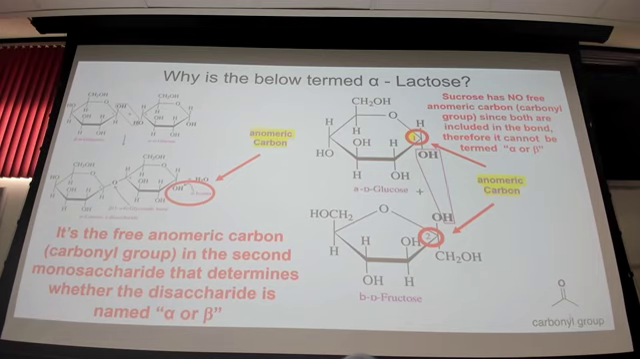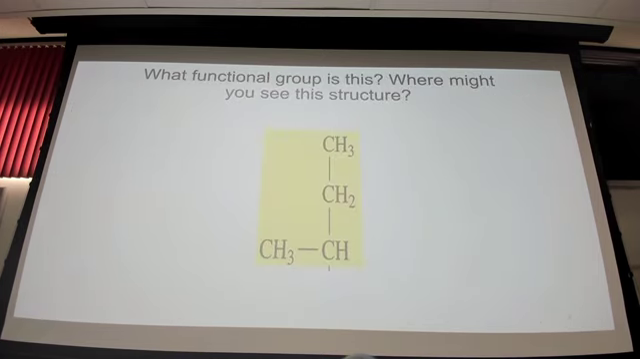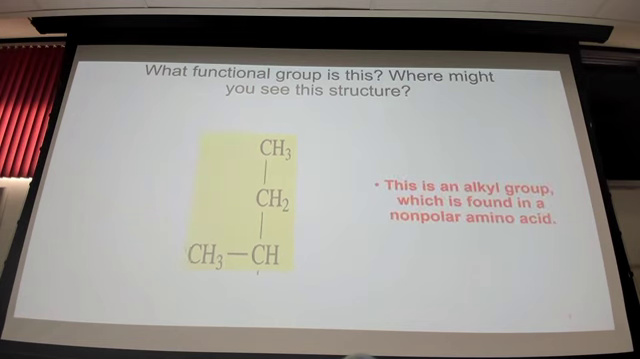Okay. All right. So, if you guys were to see this on an exam, what functional group would you say this is, and where might you find the structure? Alkyl? You guys saying alkyl? Okay. And why? What does an alkyl group consist of? Carbon and hydrogens? And so where would this be found? Non-polar amino acid, right? That makes sense to everybody? Okay, correct. So this is an alkyl group.